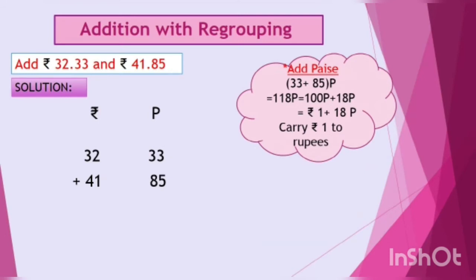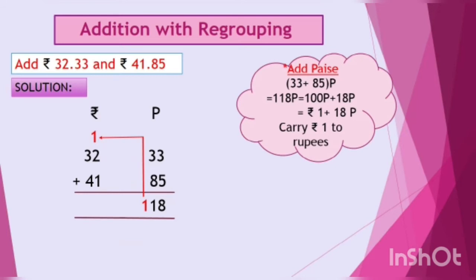33 plus 85 paise, we get 118 paise. 118 paise can be written as 100 paise plus 18 paise. Children, we know 100 paise is equal to rupee 1. So, 1 will be carried over to the column of rupees.